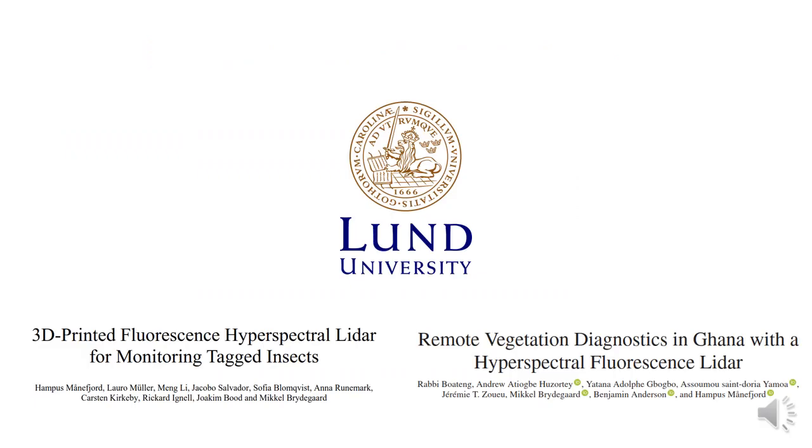I believe, however, that these experiments could be tried again with more focus on how to get the tagged mosquitoes to fly in through the LiDAR beam.